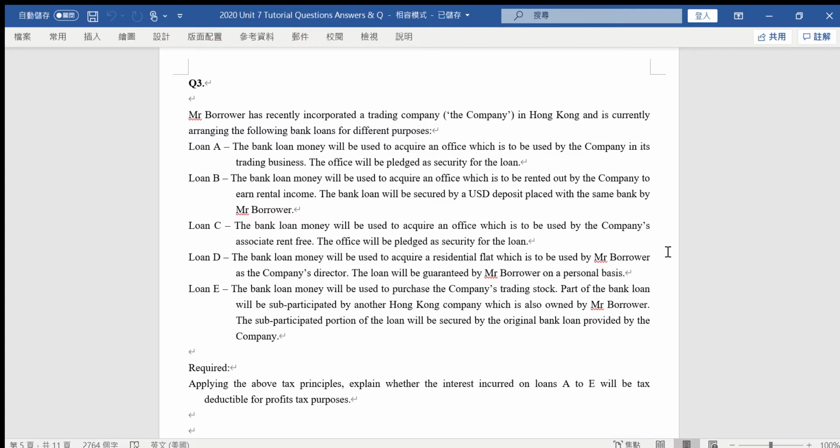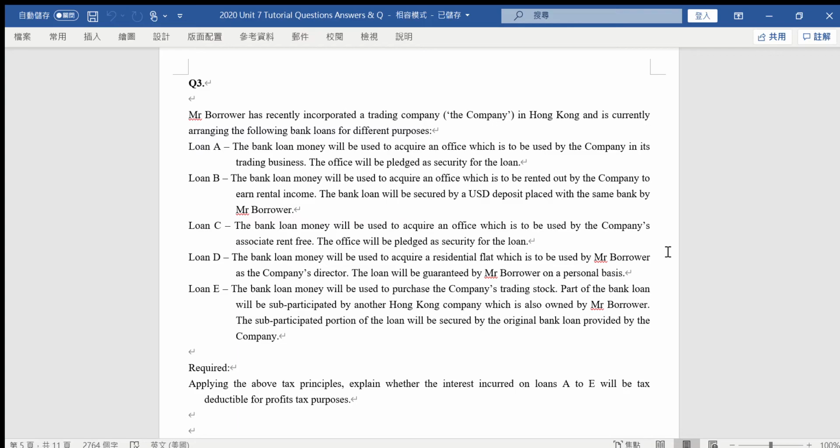And although it isn't secured by any loan, no matter how, it is not allowed to deduct any. Loan D: interest incurred on the loan. You will find that the bank loan will be used to acquire a residential flat, which is to be used by Mr. Borrower as the company director, and the loan will be guaranteed by Mr. Borrower on a personal basis.